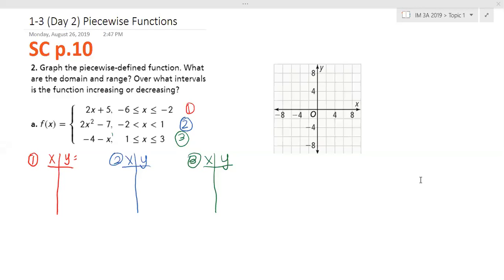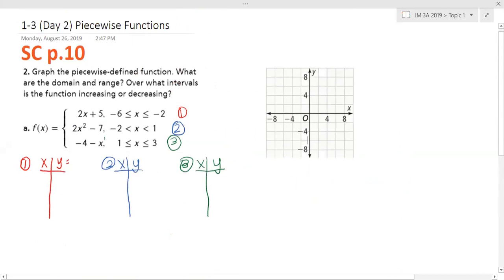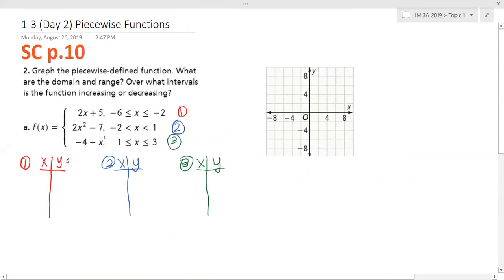In 1.3 for piecewise functions, we worked on, in our student companions, page 10 of the Try It 2A. I'm also going to do another problem from your 1.3 additional practice worksheet, just so we can compare how these two things are different. So to start, our first function has 3 pieces. I've written the numbers next to each line so that we can look at how we find values for each of them.